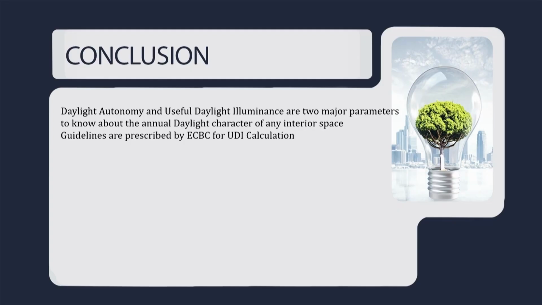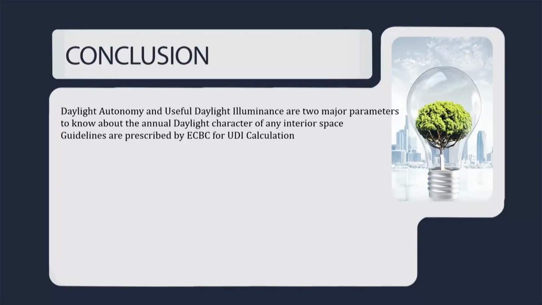In this module, in fact, we have discussed the whole ECBC criteria, initially the EPF factors and all, and now we have discussed the daylight autonomy and UDI requirement of the ECBC as per the Bureau of Energy Efficiency and the ECBC code. Thank you very much.